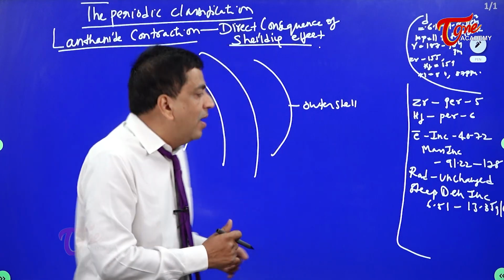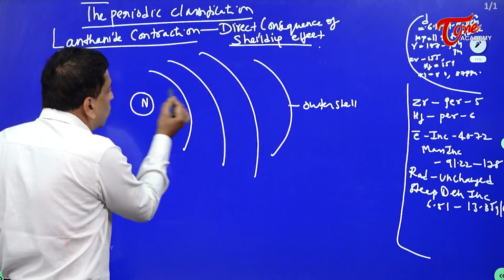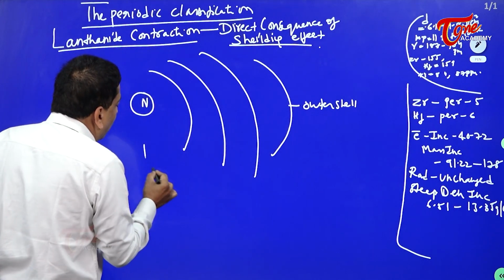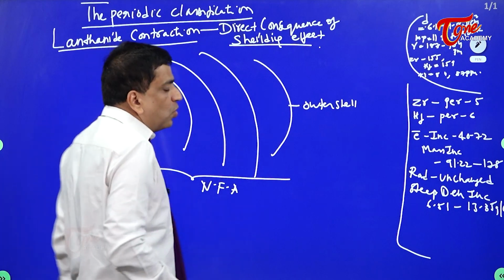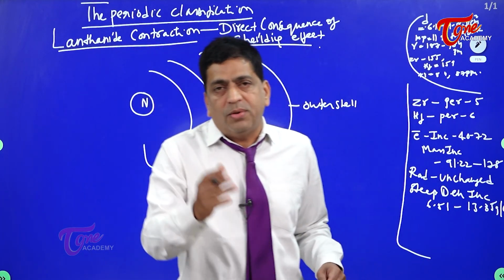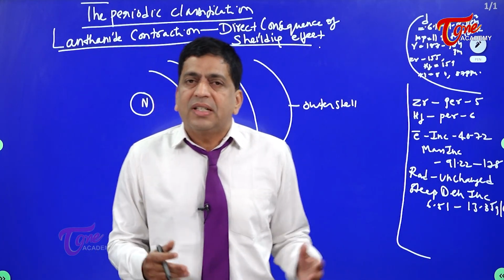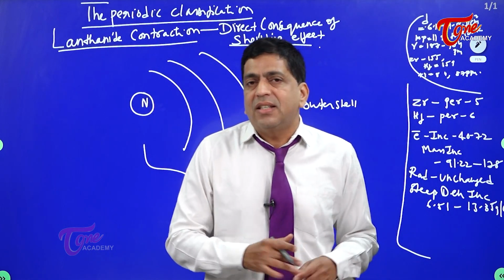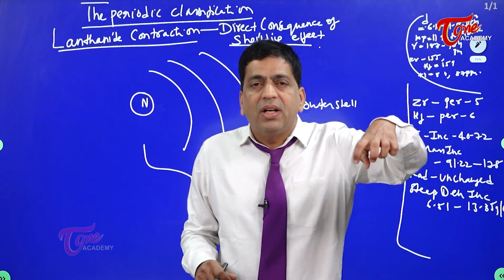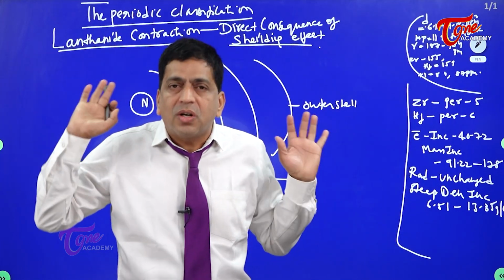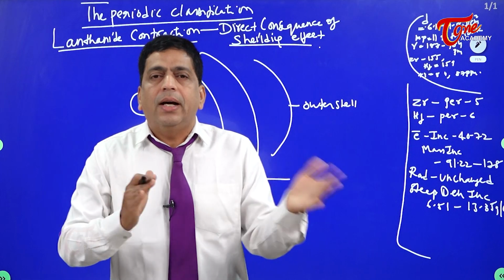then the nuclear force of attraction, NFA, is supposed to fall. It's not nuclear force. Don't substitute nuclear force for nuclear force of attraction. I was always telling you, nuclear force is that which is present inside the nucleus as a short range force. Nuclear force of attraction is there between a nucleus and the outermost shell. You must understand that. Don't substitute one for the other.